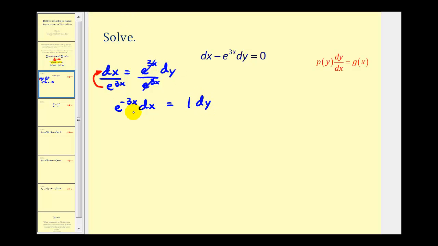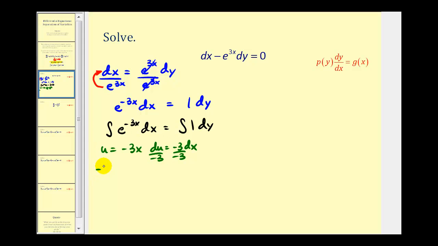Now that we have the x's on one side and y's on the other, we can integrate both sides. So we'd have the integral of e to the power of negative 3x dx must equal the integral of 1 dy. To integrate the left side here, we're going to have to perform u substitution, where u is equal to negative 3x, so differential u is negative 3 dx. So if we divide both sides by negative 3, we know that negative 1/3 du is equal to dx. So if we write this in terms of u now, we have negative 1/3 times the integral of e to the u du equals the integral of 1 dy.